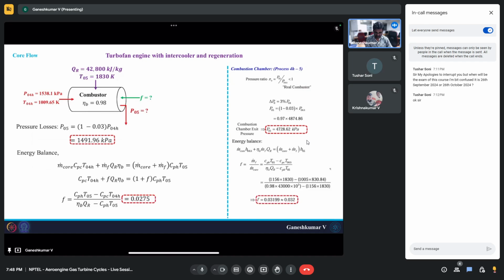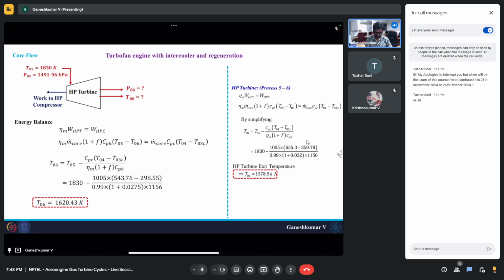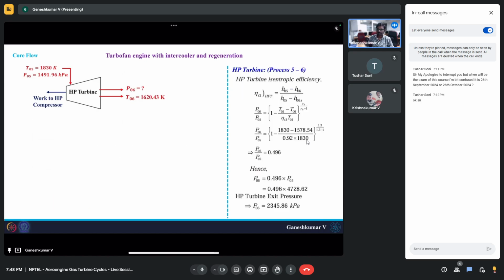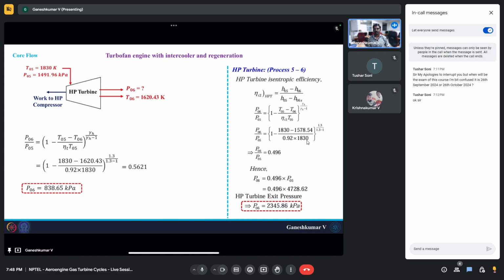I hope everything is clear as of now. So the high pressure turbine exit temperature we know. Now the high pressure turbine exit pressure we can find using isentropic efficiency. These formulas we have done several times. We only need to substitute these numbers properly, and you will end up having expansion from 14.9 bar to 8.38 bar, or 838.65 kilopascal.